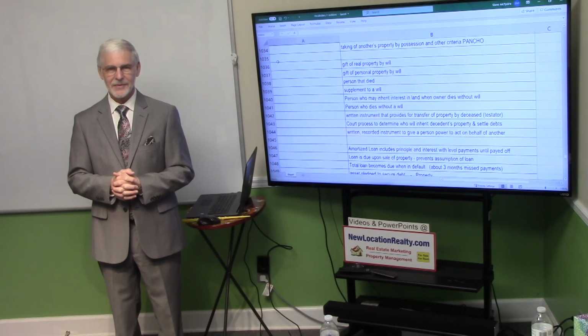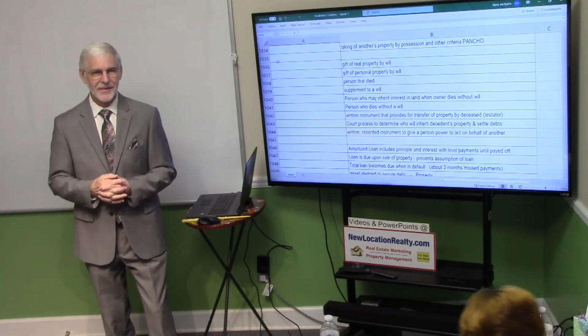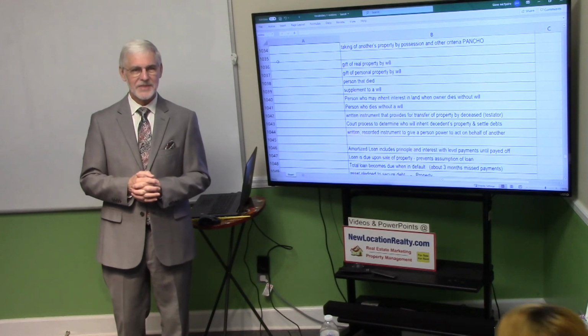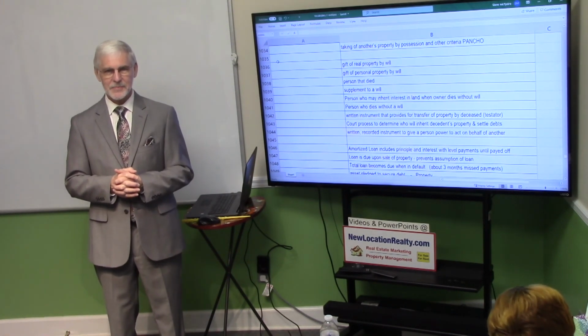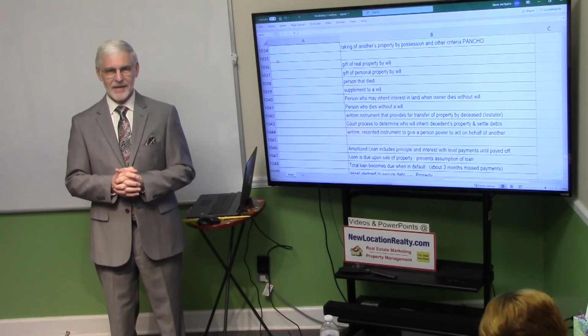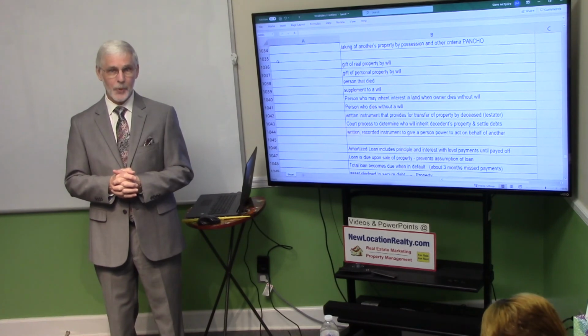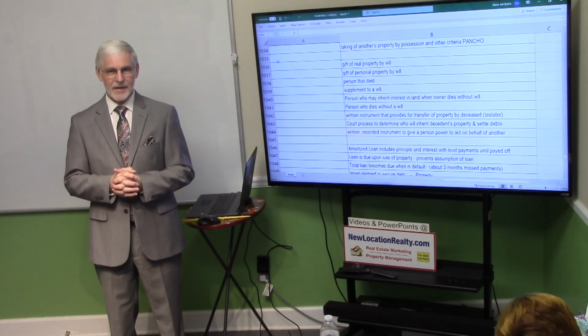Where are we? We're at power of attorney, then we're at mortgage. What number? 146. Okay. An amortized loan includes principal and interest. That's a mortgage, an amortized mortgage. The loan is due upon sale of the property.